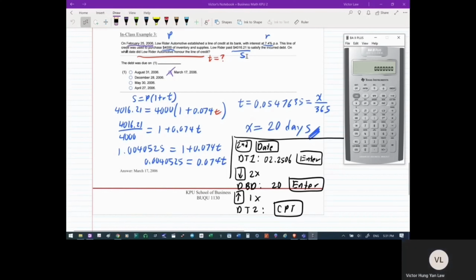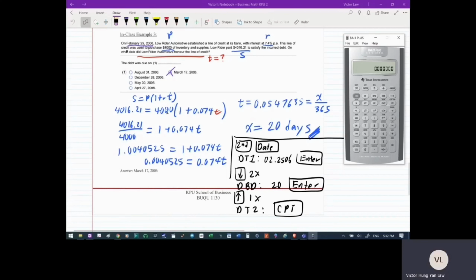That's your S. So once we have the P, the S, and the R, we can substitute that into the equation, and then we can solve for T. So S is $4,016.21. P is 4,000. Then your R is 7.4%, so 0.074. And then T is what we're solving for.